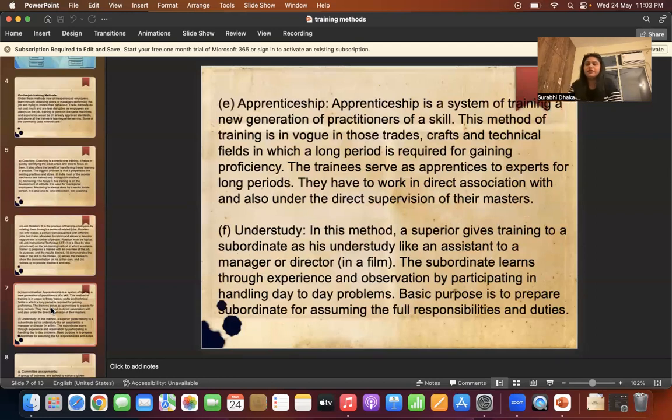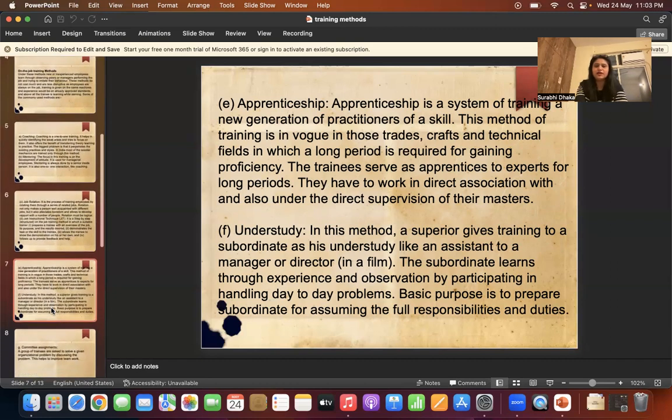Then comes your apprenticeship. Apprenticeship is a system of training a new generation of practitioners of a skill. This method of training is in vogue in those trades, craft, and technical fields in which a long period is required for gaining proficient abilities. The trainees serve as apprentices to experts for long periods. They have to work in direct association and also under the direct supervision of their masters. So it's all about the apprenticeship.